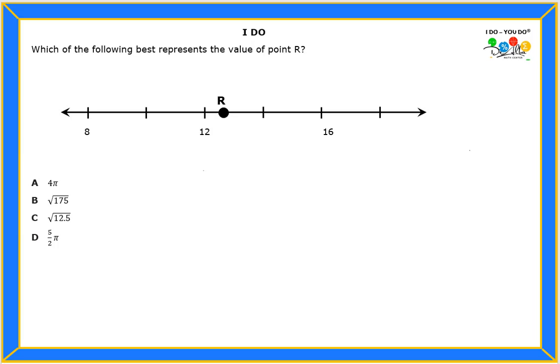And it says, which of the following best represents the value of point R? So we're looking for what? We're looking for the value of point R, which is right here. Is that right? So we want to know what would be the value for that point given the number line, right? So in the number line, I want you to identify the numbers that are enclosing R.